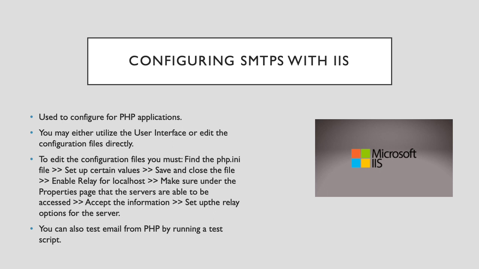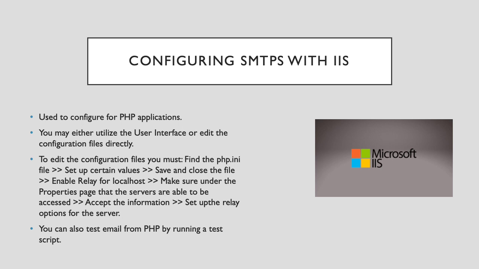So you must open the Internet Information Services Manager, and then you right click on default SMTP virtual server, and then make sure that under the properties page, the servers are able to be accessed. Then accept information and then set up the relay options for the server. You must also ensure that localhost and the IP address are granted permission to relay email. Then you click OK to accept the options, apply everything, and then make sure that it is working.